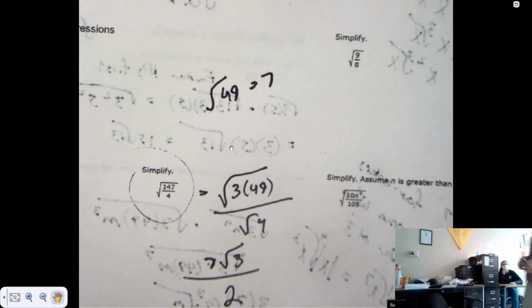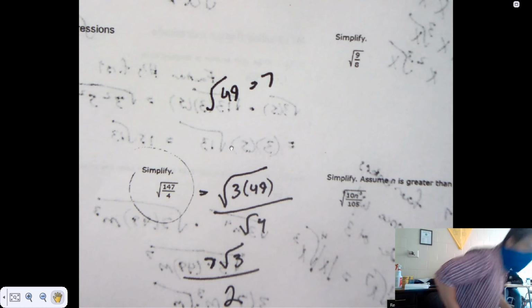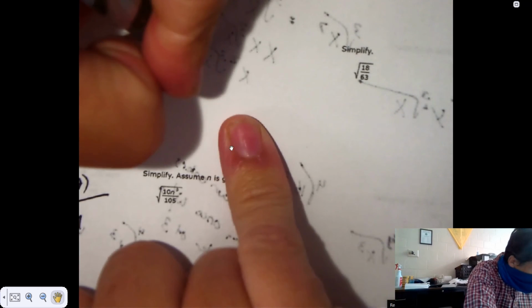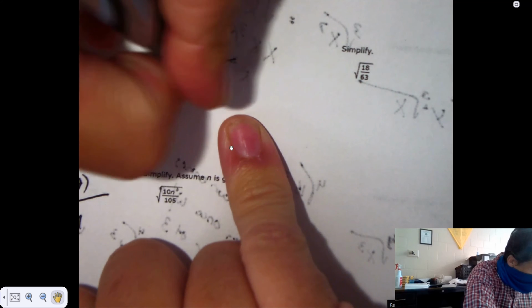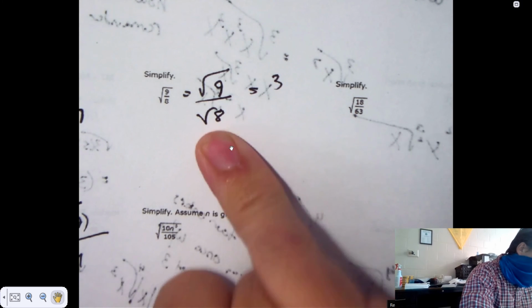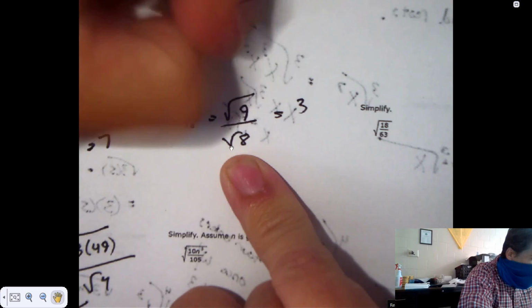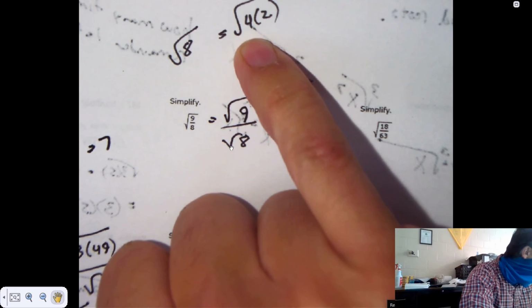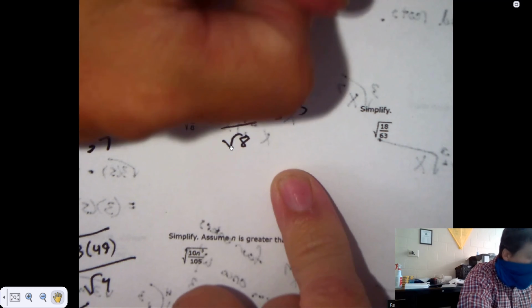This one didn't lend itself to just being simplified from the get-go. I saw some break aparts. I saw root of 9 over root of 8, which I liked. I saw the root of 9 being written as 3. A couple of y'all weren't thinking about this root of 8. Root of 8 is the root of 4 times 2. What's the root of that 4? So that's 2 roots of 2.